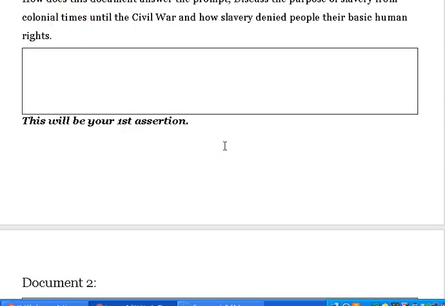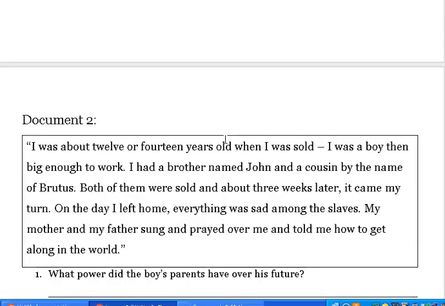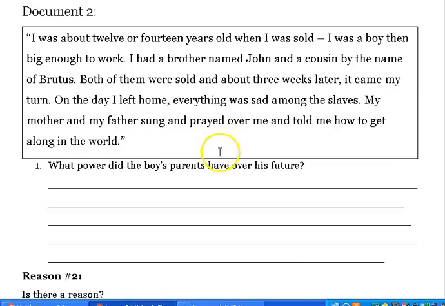I was about 12 or 14 years old when I was sold. I was a boy that was not big enough to work. I had a brother named John and a cousin by the name Brutus. Both of them were sold, and about 3 weeks later, it came my turn. On the day I left home, everything was sad among the slaves. My mother and my father sung and prayed over me and told me how to get along in the world.